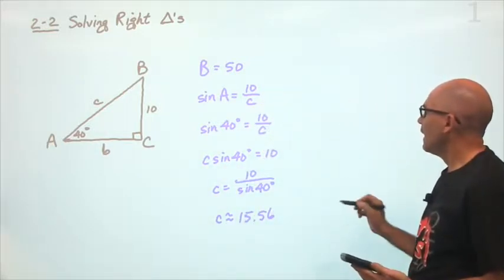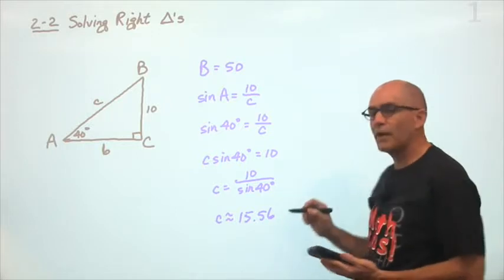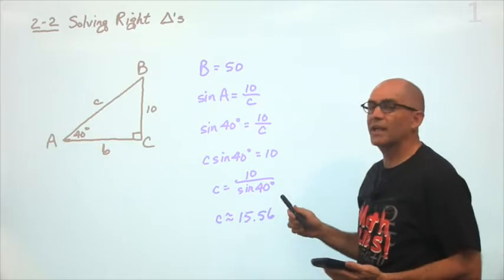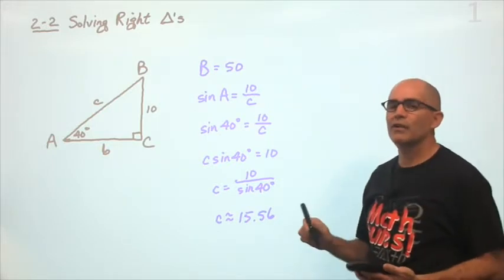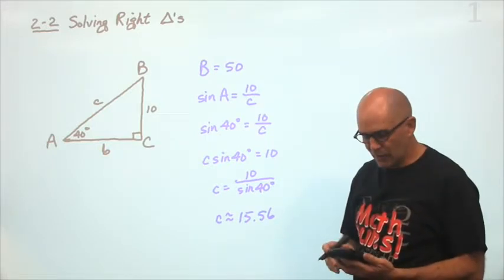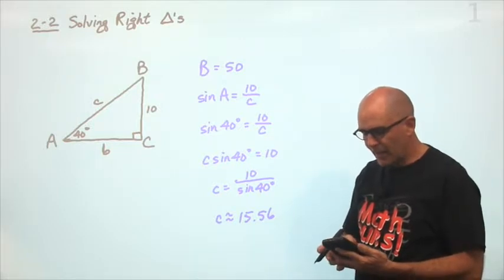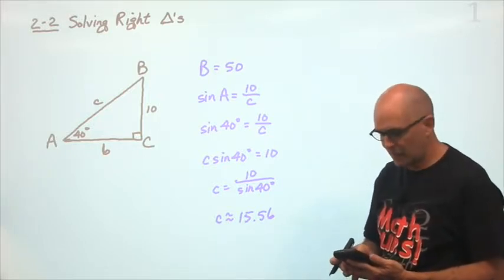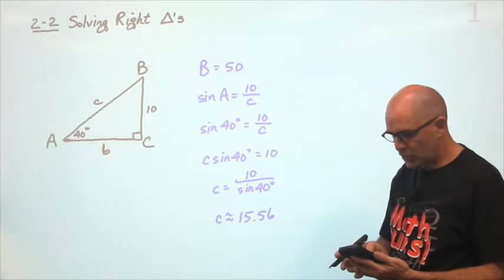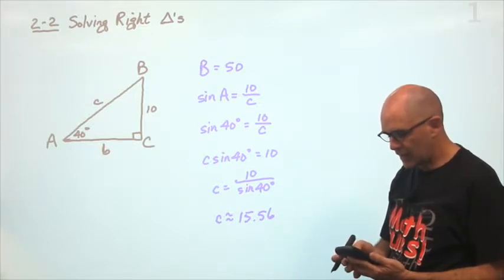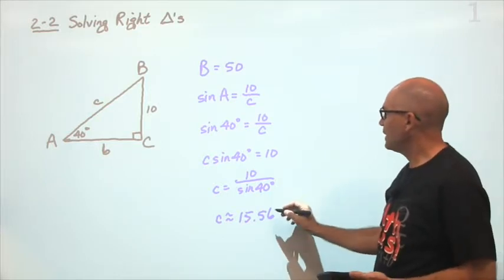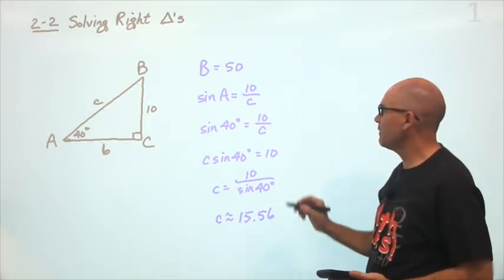And now, one other thing to remember, when you're taking the sine of 40 degrees, you need to make sure your calculator is in degrees. So you go to the mode button and look where it says angle measure. It should say degrees, not radians, not gradients. So make sure that that is the case. Okay, so side C is now 15.56.